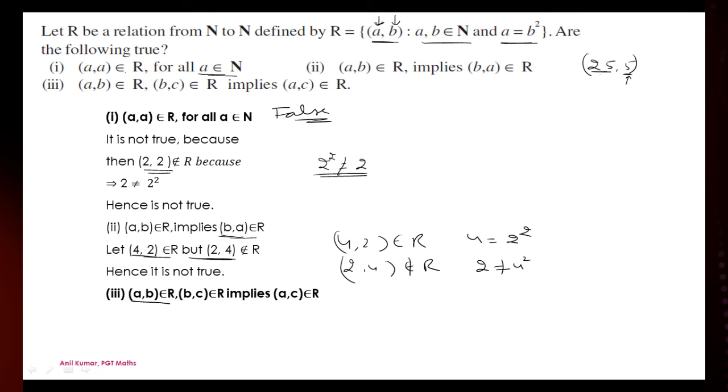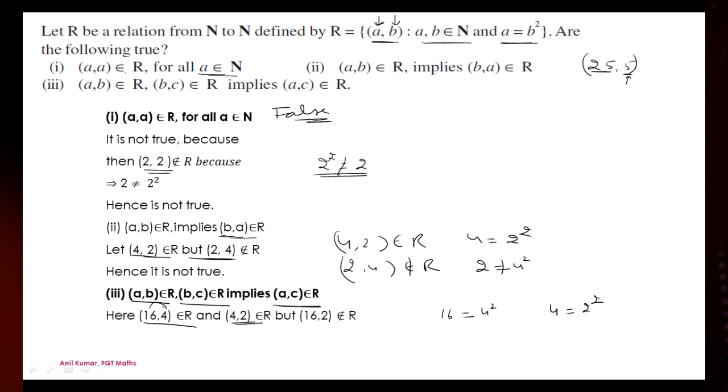Third, a comma b belongs to relation, b comma c belongs to relation. It implies that a comma c belongs to relation. Let's check it. So here is another example: 16 comma 4 belongs to relation, because 16 is equal to 4 square, and 4 comma 2 belongs to relation, 4 is equal to 2 square.